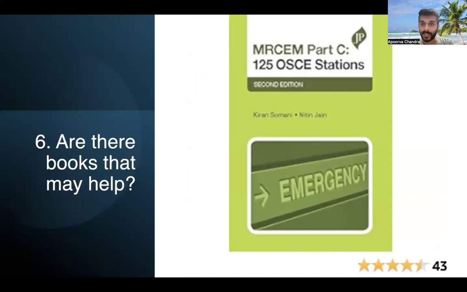A lot of people ask if there are any specific books that they can make use of. I don't think there are a lot of books for MRCEM OSCE, but this is one of the books I found very useful when I was preparing for the exam. This is an old book, so it was formulated on the basis of the checklist-based marking system and not the domain-based marking system. But since the stations are somewhat similar still, you can still make use of this book.